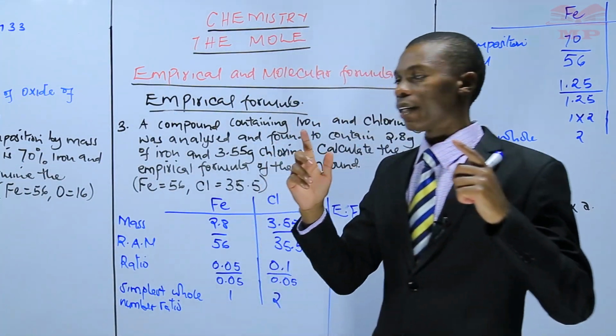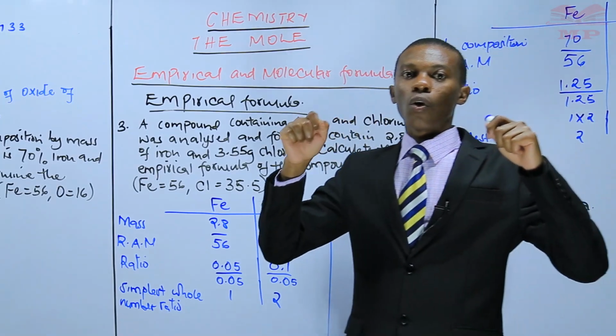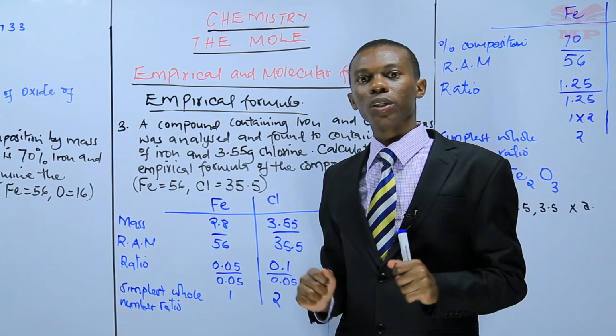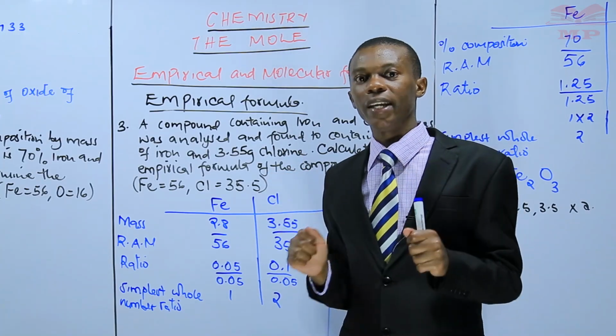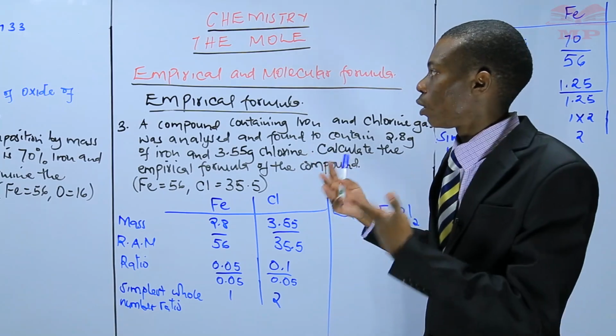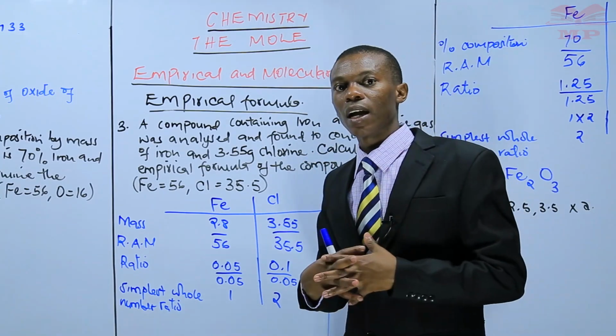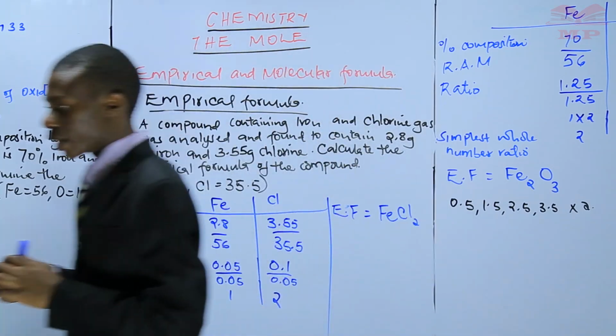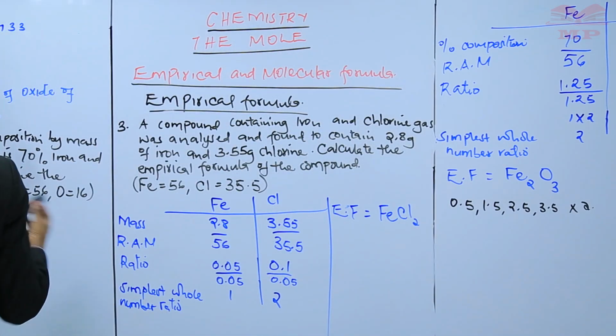Therefore, just keep in mind that you want to come up with the simplest whole number ratio in which the atoms of elements are combining in a compound. And that is how simple calculating the empirical formula can be. I want to leave you with these questions for the assignment. Several questions you calculate on your own.